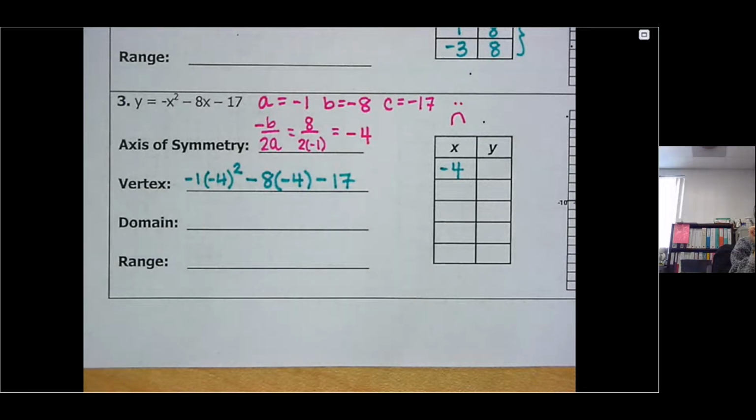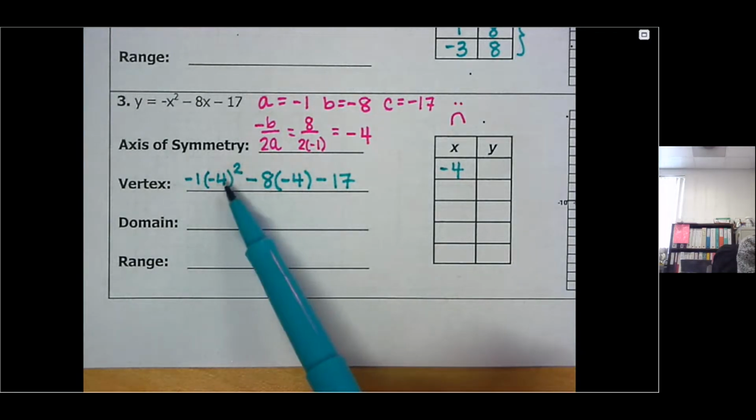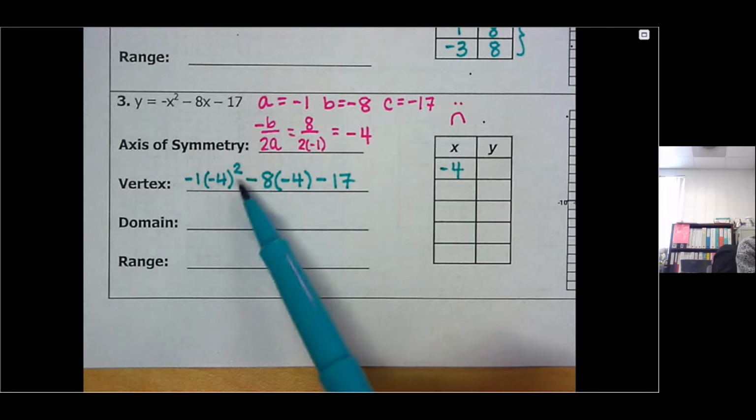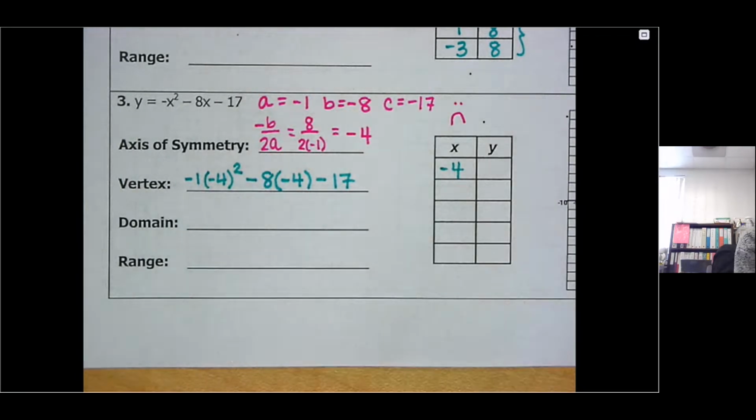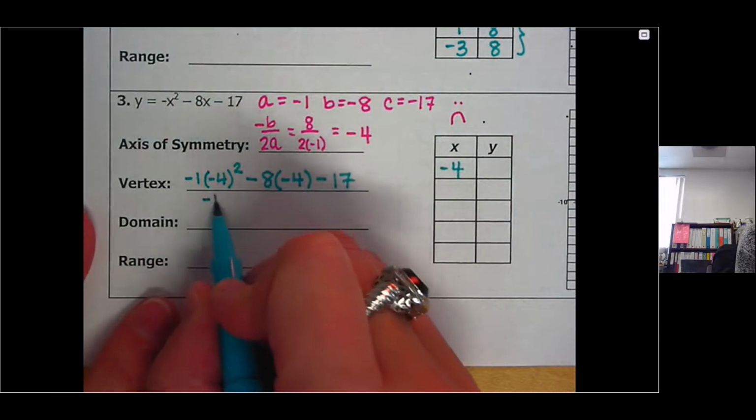-16. You get positive 16, right? -4 times -4. This is +16. And then what is +16 times -1? Now it's a -16. Okay, so I'm thinking right.